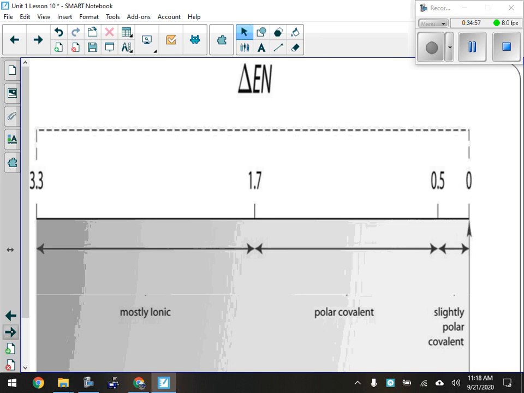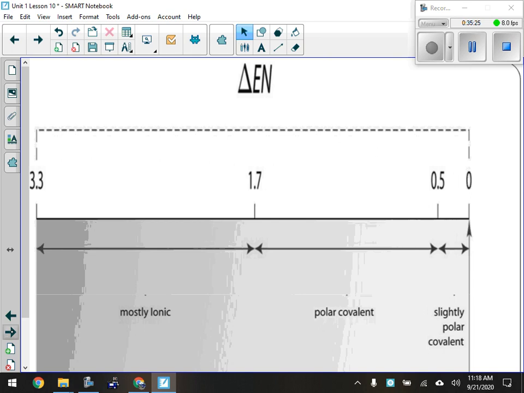Exactly, right? The biggest one is 4, fluorine. The smallest one is 0.7, yes? Noble gases don't want to react, right? So when we're looking at compounds, you wouldn't include a noble gas in there because the noble gas is stable by itself. It's not going to want to react with anything. So the biggest difference we could possibly have is 3.3. Yes, 4.0 minus 0.7 gives 3.3 as the difference. And then we go all the way down to 0 here.